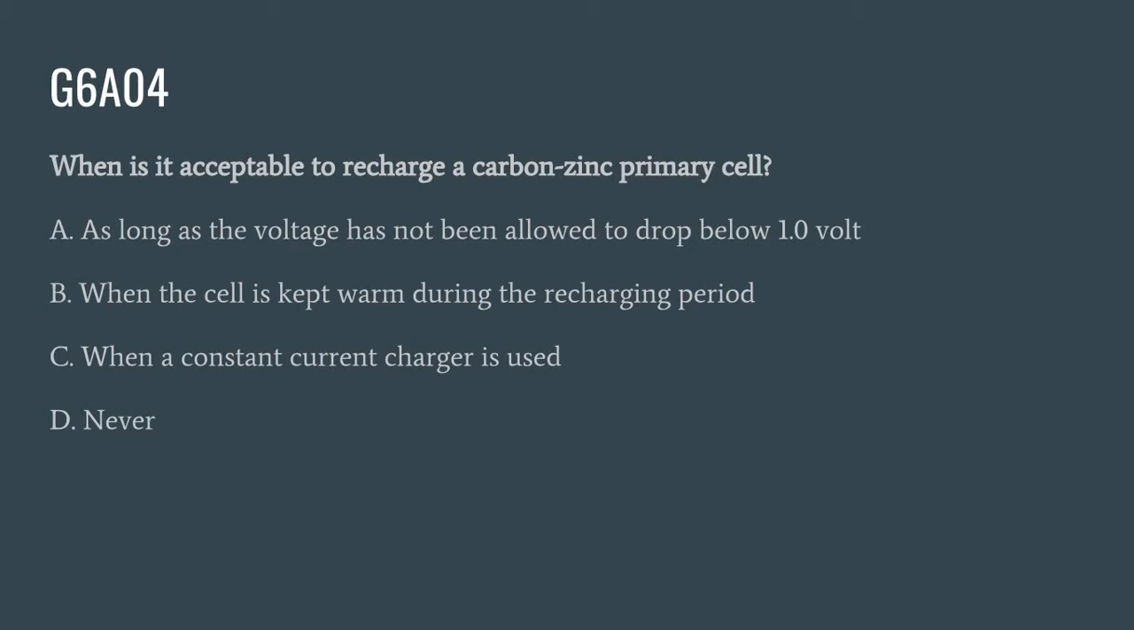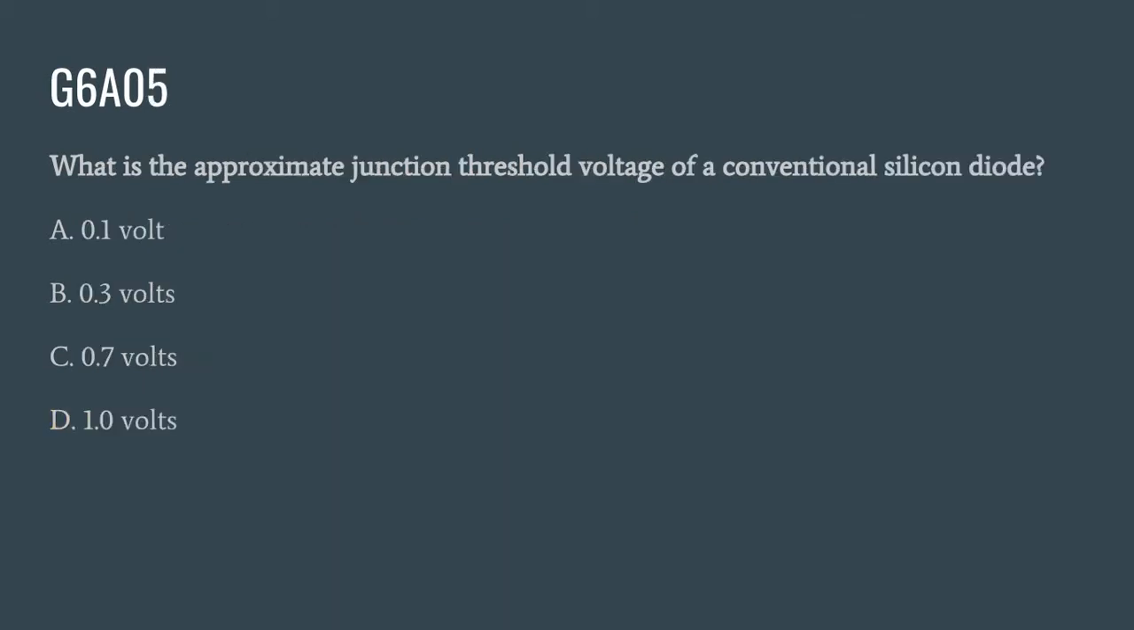G6A04, when is it acceptable to recharge a carbon zinc primary cell? A, as long as the voltage has not been allowed to drop below 1.0 volt. B, when the cell is kept warm during the recharging period. C, when a constant current charger is used. Or D, never. Correct answer D, never.